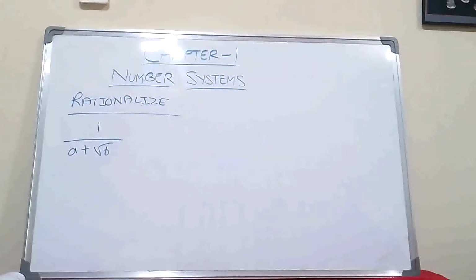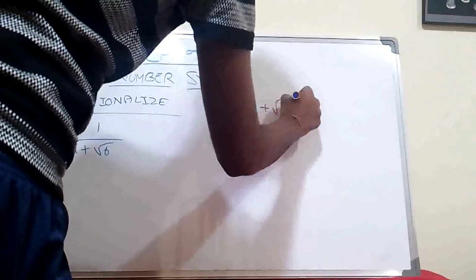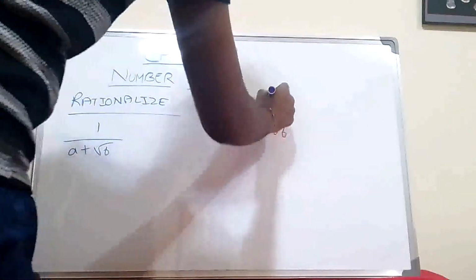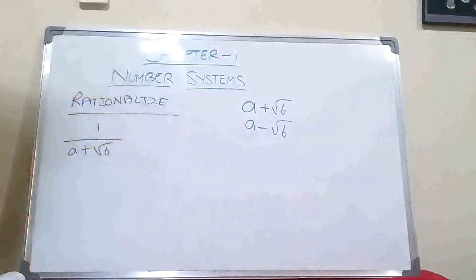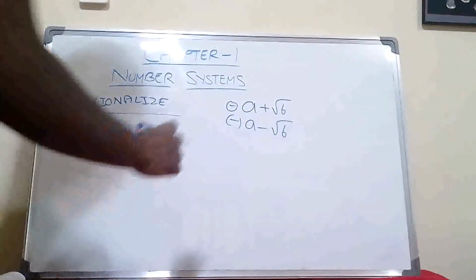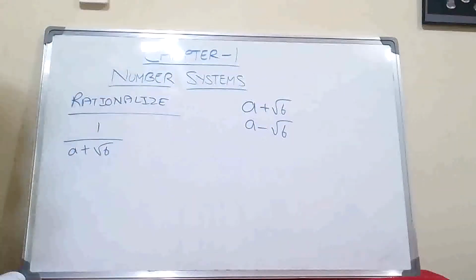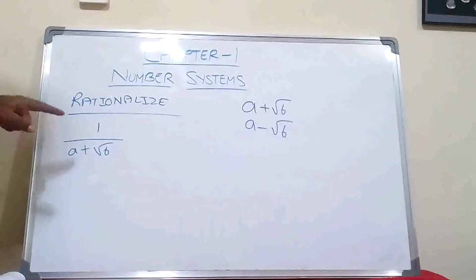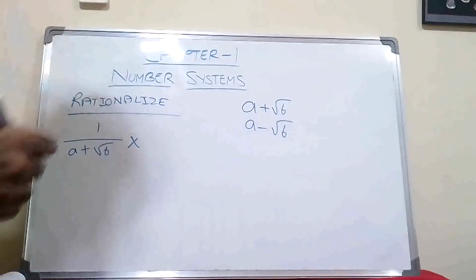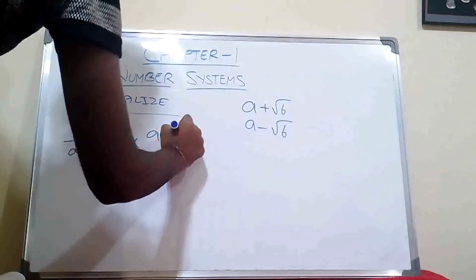Conjugate means, for example, if we have a number like a plus root b, the conjugate of a plus root b is a minus root b. The symbol in between the two values changes, not the value in front of it. For example, a will remain the same. So that's called a conjugate. For example, here it's 1 by a plus root b. So here we have to multiply and divide it with its conjugate, so that it remains the same. So we multiply a minus root b by a minus root b.